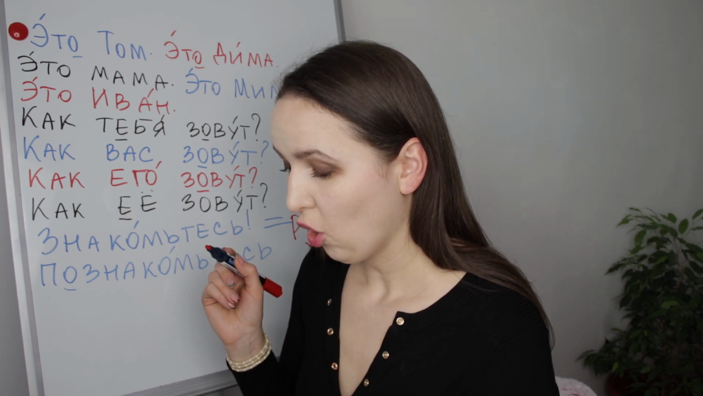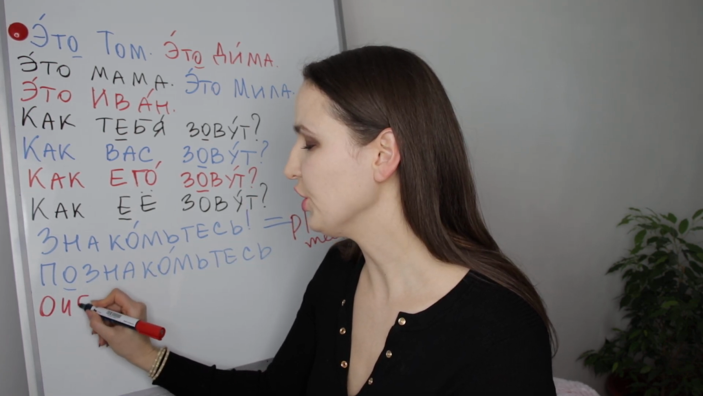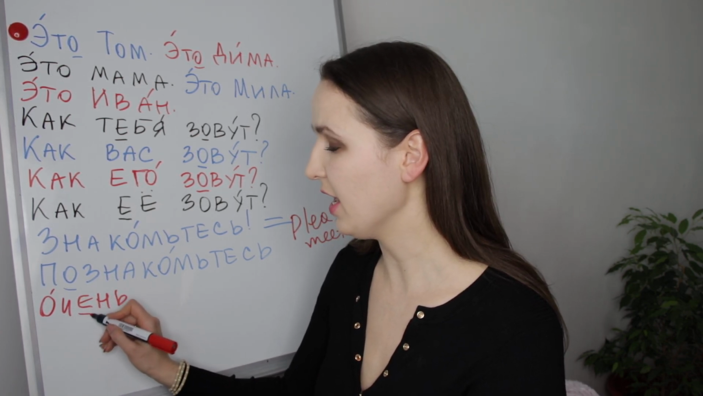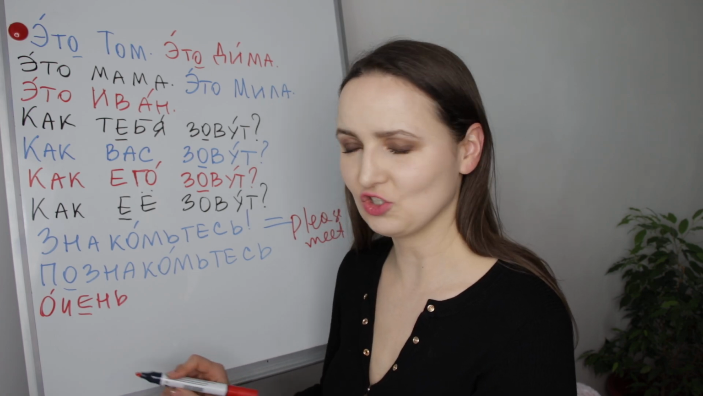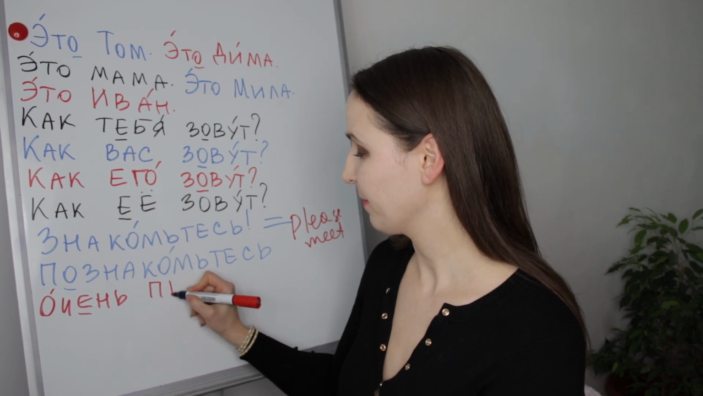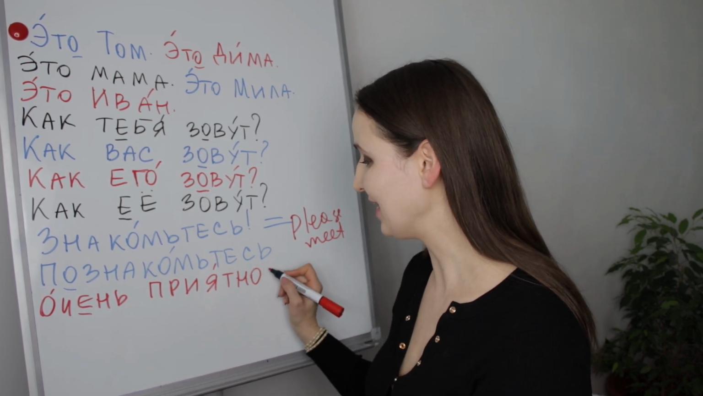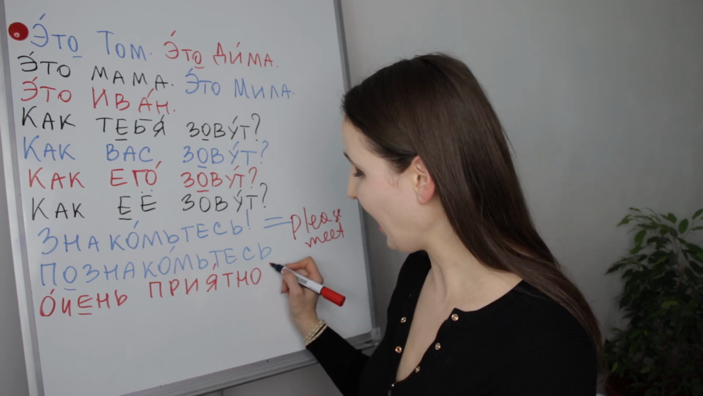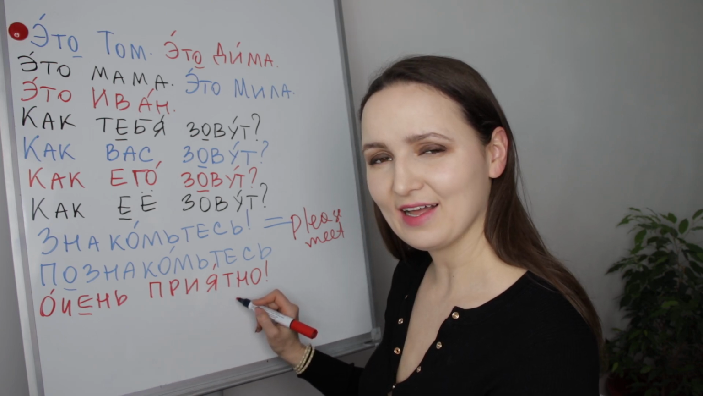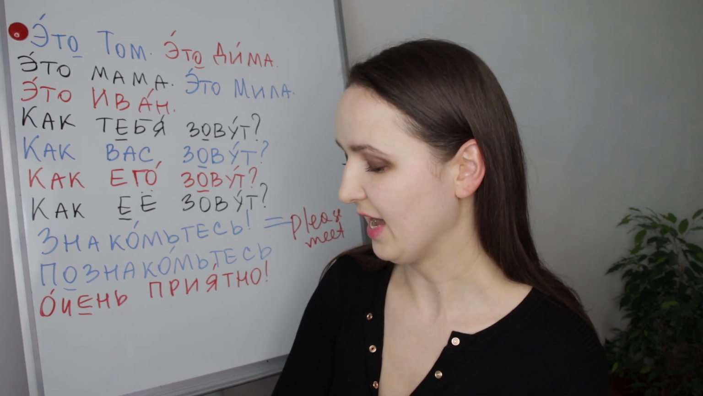Дальше. Отлично. Очень приятно. Очень. Ударение на O. O is stressed, so ye will be pronounced as E because it's not stressed. Очень приятно. Приятно. Очень приятно. Nice to meet you. Glad to meet you.